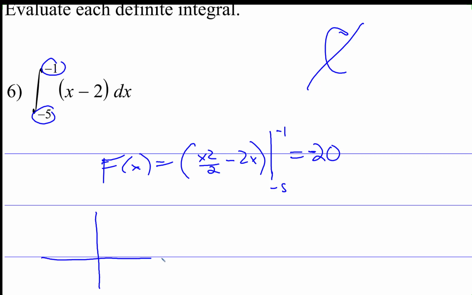So if you were to draw this graph, that's x subtract 2. So down here at negative 2, then the slope is 1. This is what the graph looks like. And all we care about is from negative 1 to negative 5. So what we care about is maybe that part. All right, now I'll pause again.